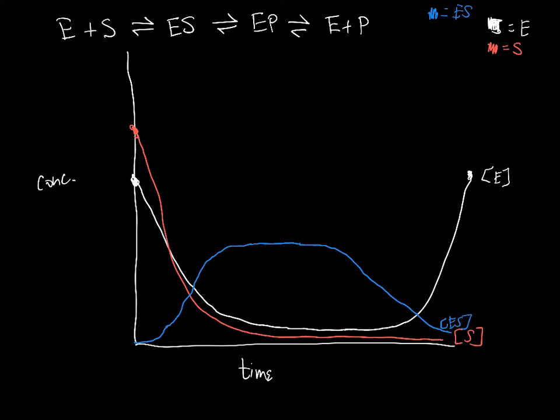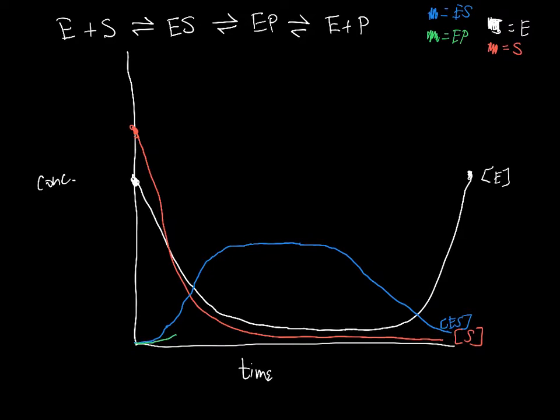Now I'll pick another color for EP. The concentration of EP. And at time 0, what's the concentration of EP? 0. Okay? And is it going to come faster or slower than ES when you first start to see it? Slower. It's going to take a little bit of time. You got to first make the ES and then you make the EP. And so then we know it's going to look something like this.